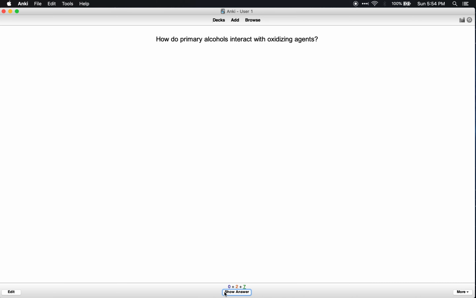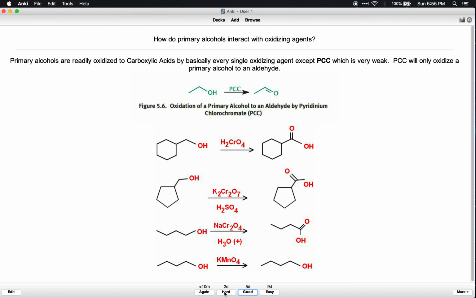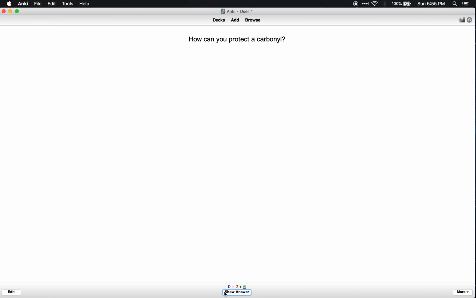How do primary alcohols interact with oxidizing agents? Basically, most of them will form carboxylic acids, except for PCC, because it's a weak oxidizing agent, where it will form an aldehyde. How can you protect a carbonyl? Reduce it to an alcohol and add OTos groups.